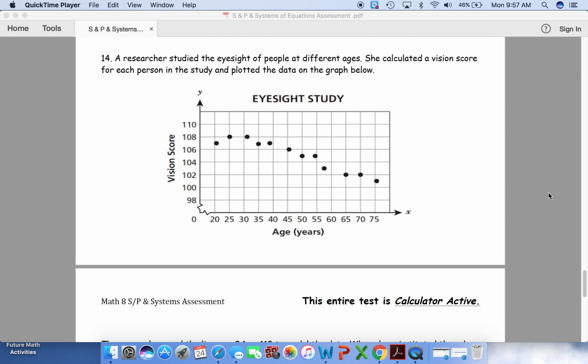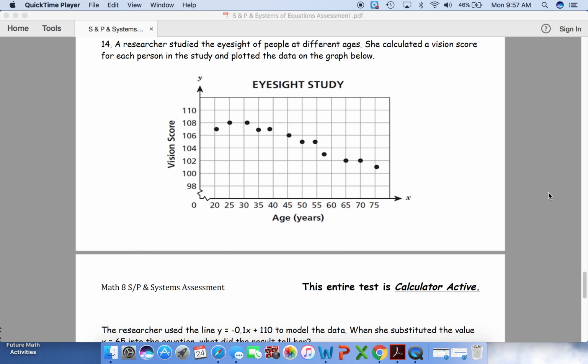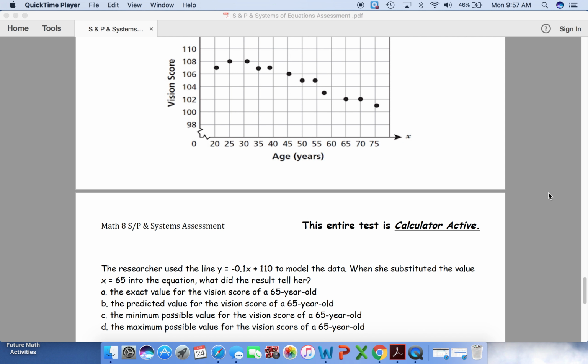Number 14. A researcher studied the eyesight of people at different ages. She calculated a vision score for each person in the study and plotted the data on the graph below. The researcher used the line y equals negative 0.1x plus 110 to model the data. When she substituted the value x equals 65 into the equation, what did the result tell her?